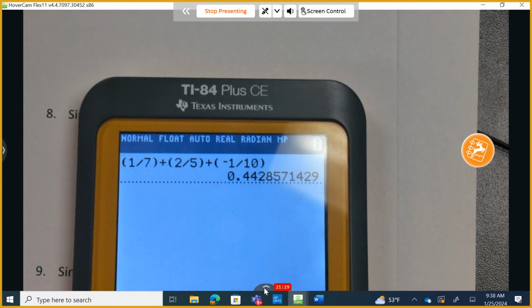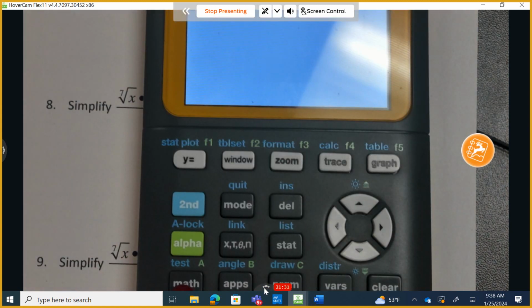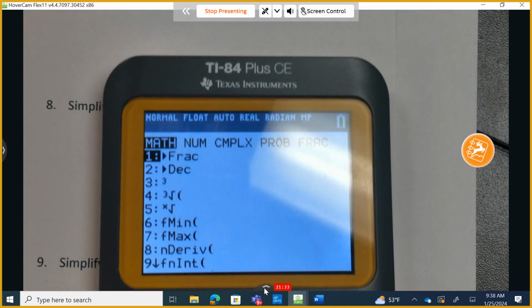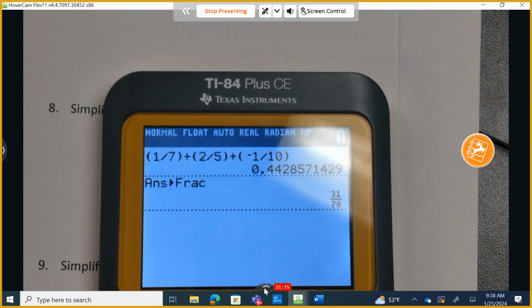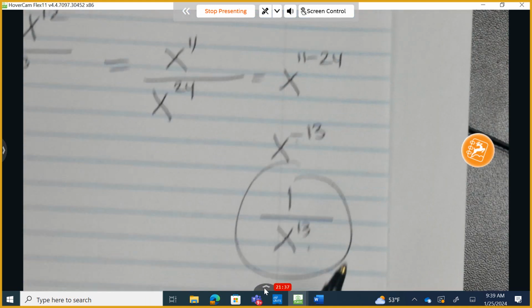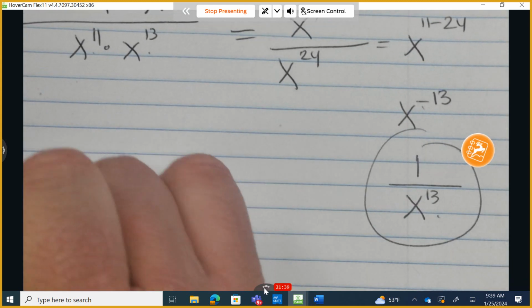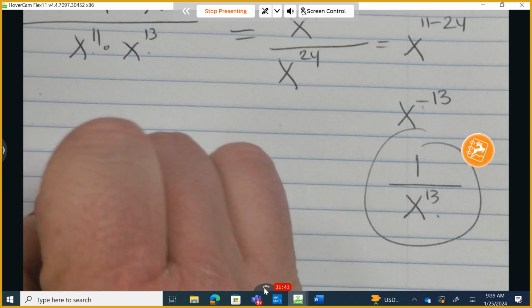So what we're going to do is turn it back into a fraction. Please hit math on the left-hand side and now press enter twice. And we're going to write this down. This is you showing your work. I'm telling you exactly what to do for your quiz. So the numerator is x raised to the 31 over 70.